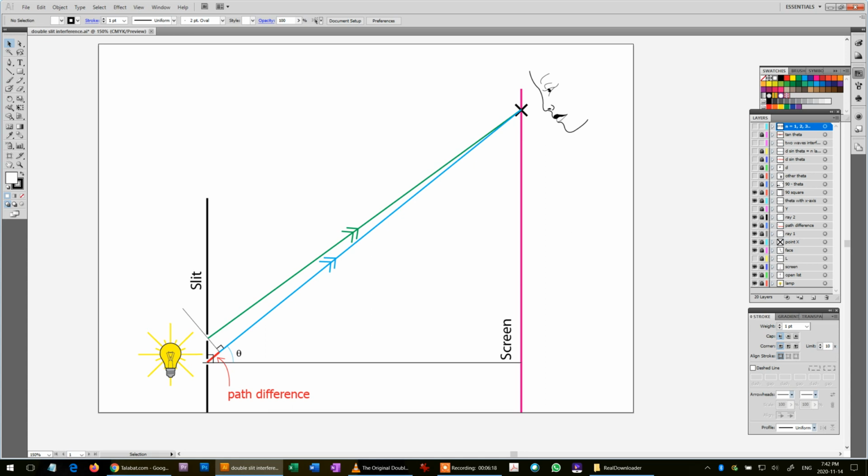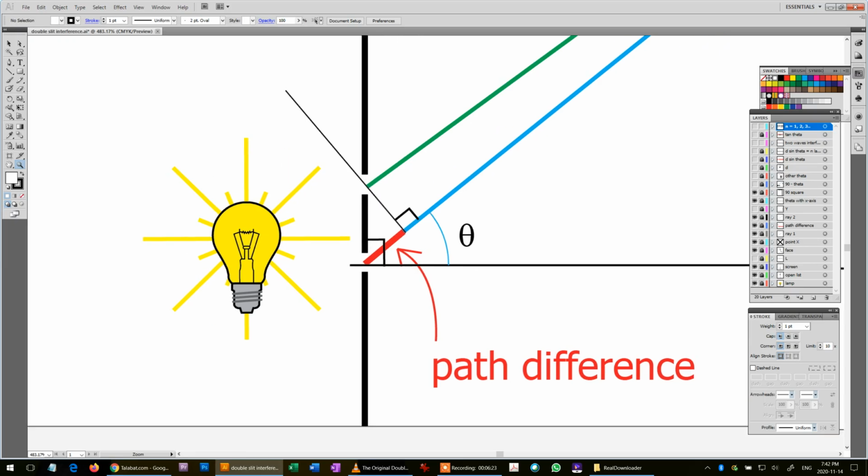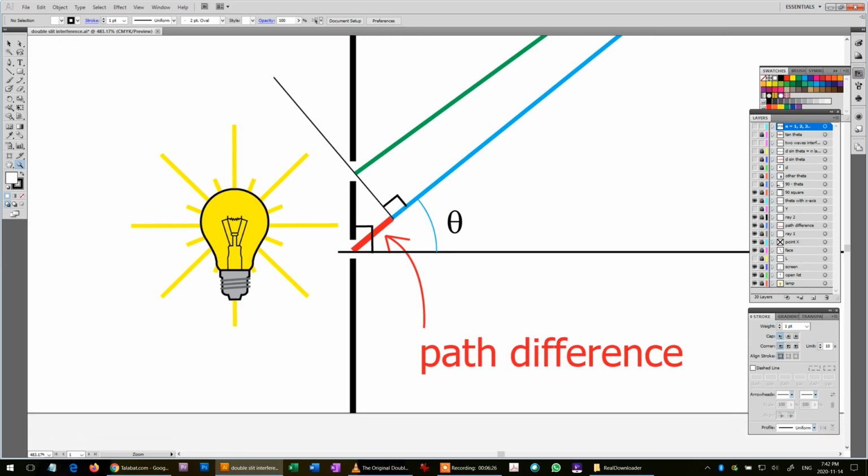Let's do some calculation and let's focus on this area now. As you can see, this is theta, and here it's a 90-degree angle. That means this angle, let me remove the square so we can see, this angle is 90 degrees minus theta, because the whole thing is 90 and this is theta, so this is 90 minus theta, and this is theta.